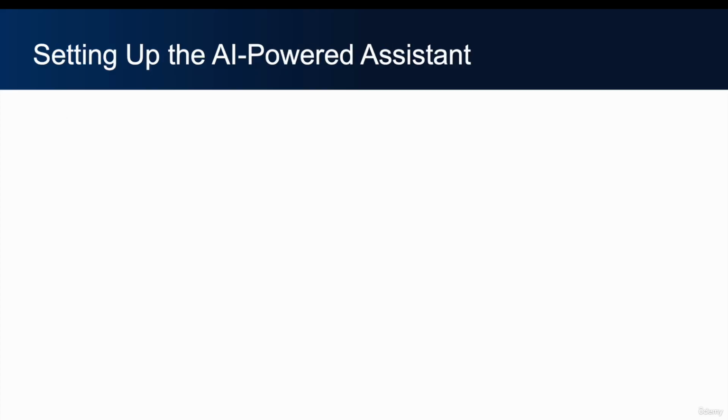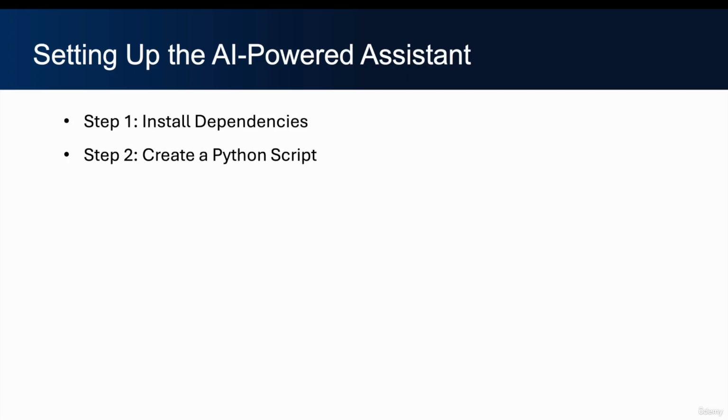Let's go into setting up the AI-powered assistant. Let's build a Python script to interact with DeepSeek AI. Now, this will be a very simple project, but you can extend it to quite a lot. The steps that will follow are the same: Step 1, install dependencies. Step 2, create a Python script and run the script.